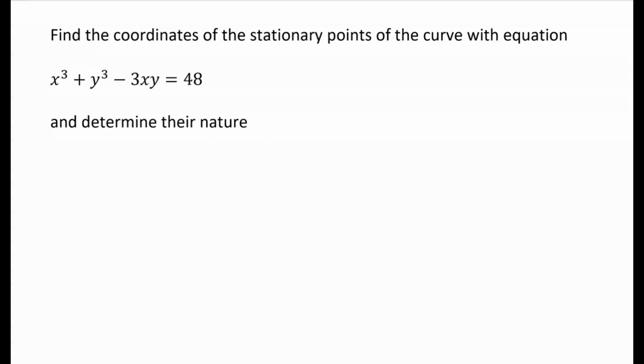Today we're going to be looking at a problem which involves implicit differentiation. So let's get straight into it. Find the coordinates of the stationary points of the curve with equation x cubed plus y cubed minus 3xy equals 48 and determine their nature.